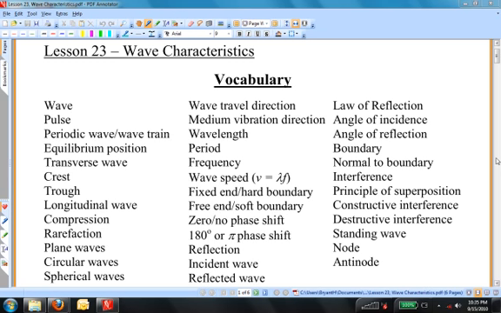Welcome once again to Advanced Physics for High School Students. This is Lesson 23 and it deals with wave characteristics. This lesson is packed with review information.